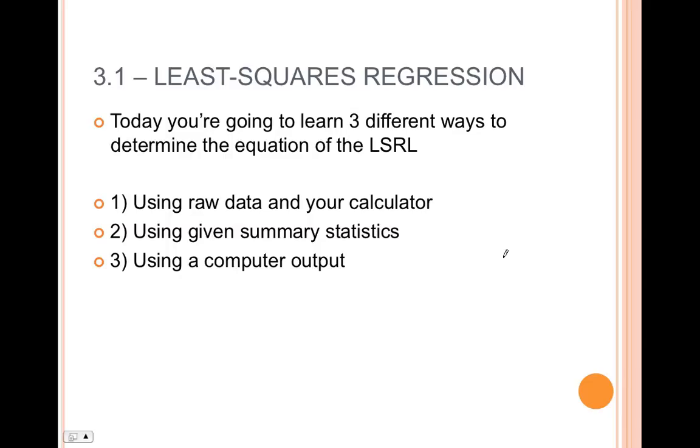Okay, so as promised, you're going to learn 3 different ways to determine the equation of the least squares regression line. The first is using data, and if you're given data, you can do this in the calculator. The second is using summary statistics. I'll explain what that means when we get to it. And the third is using a computer output.